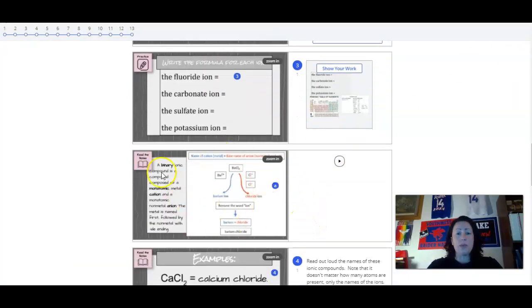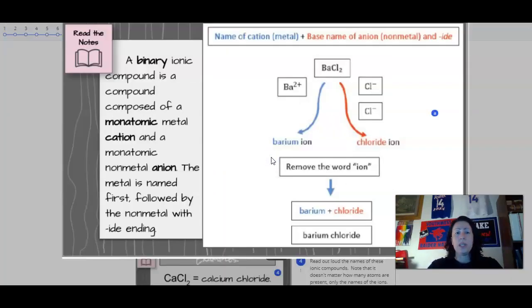Here, I've read part of these notes to you. Remember, you can zoom in, read this, and then look at the flow chart, how it shows you. We have the barium ion, we have the chloride ion. You just remove the word ion and you put them together. And just like we did with covalent compounds, you change the ending to "ide."